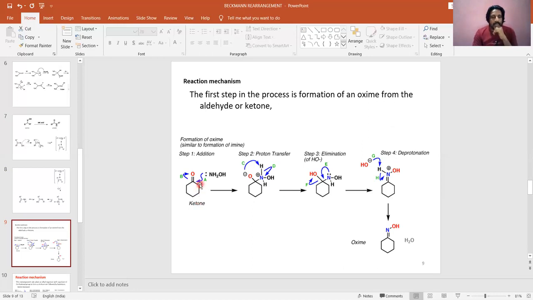This is a cyclohexanone. Okay. And cyclohexanone, so here also two steps. The first step involves the conversion of cycloketone into cyclooxime, and the cyclooxime is later converted into the corresponding lactam. Lactam means cycloamide or cyclic amide.